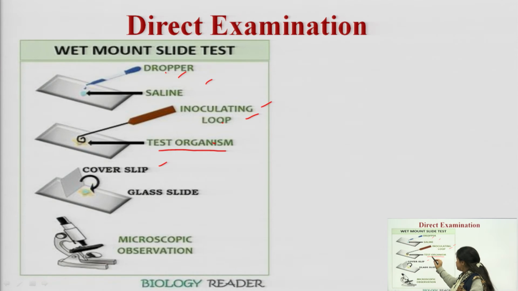When we put the specimen, the test organism, on the glass slide, that organism will be covered with the help of a cover slip. Once you cover it with the cover slip, you will place that glass slide under the microscope over the stage. Here we will place the specimen and we will observe.